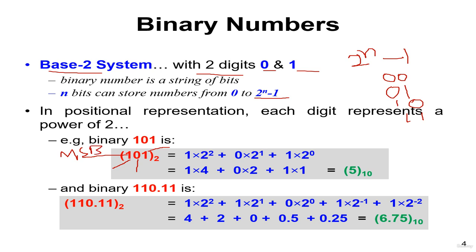Why do we define the significance in this way? This one carries a weightage of 2 raised to the power 0, so we are multiplying it by 2 raised to the power 0. This one carries a weightage of 2 raised to the power 1, and this one carries a weightage of 2 raised to the power 2. So the significance increases as we move from right to left: 2 raised to the power 0, 2 raised to the power 1, 2 raised to the power 2. So this one is called the least significant, and this one is the most significant.